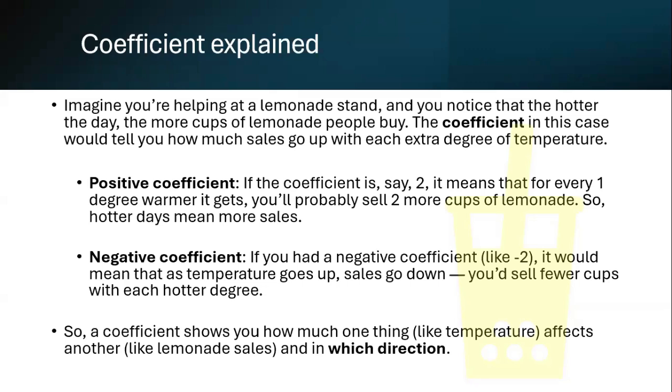But let's say you live in some weird bizarro world where you have a negative coefficient. So let's say -2. So that if the temperature goes up by a degree, you actually lose sales. You'll sell 2 fewer cups. So that is an example of a negative coefficient. So coefficient shows you how much one thing affects the other and in which direction.